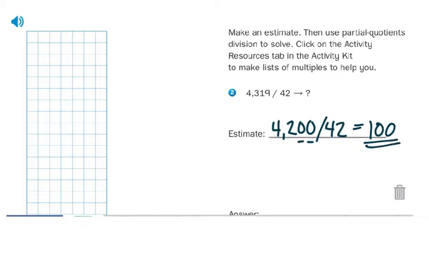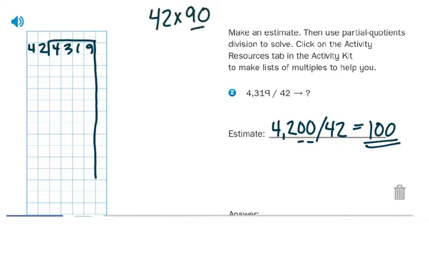So let's go ahead and solve this problem by writing it on our graph paper. Again, remember that graph paper, or at the bottom, which you don't have a ton of room. Okay, if I know it's close to 100 times, guess what I'm going to do? I'm actually going to take it times 90. In my head, I'm thinking 42 times 90.